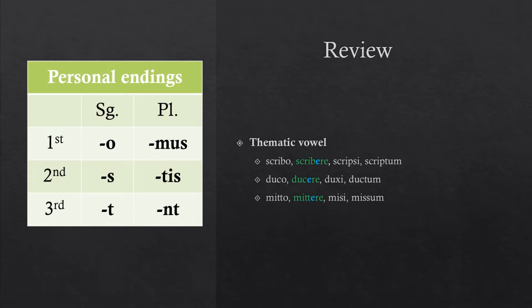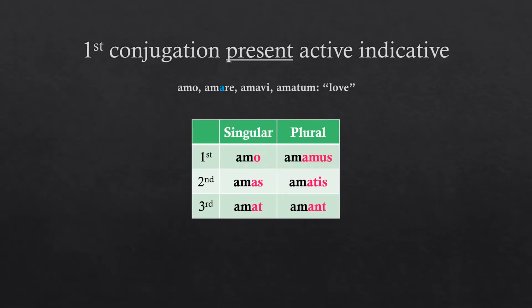Verbs in the third conjugation are technically athematic, but you can consider short e as their thematic vowel, which is most obvious in its second principal part: scribere, ducere, mittere, for example. First conjugation verbs have a thematic vowel of a. As an example, we will use the verb amo, amare, amavi, amatum, love.